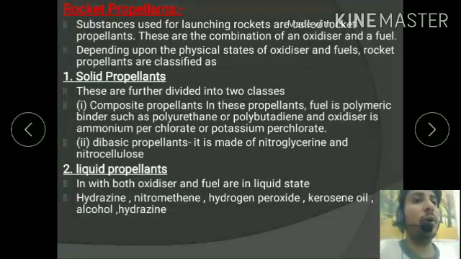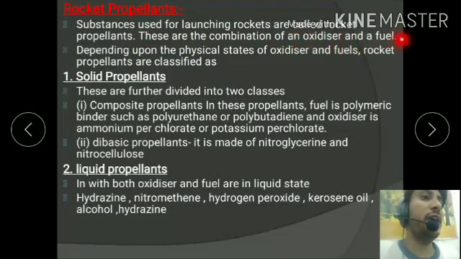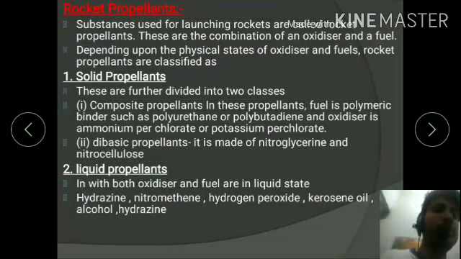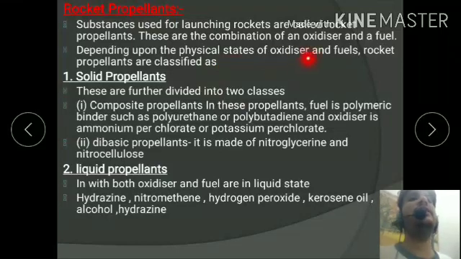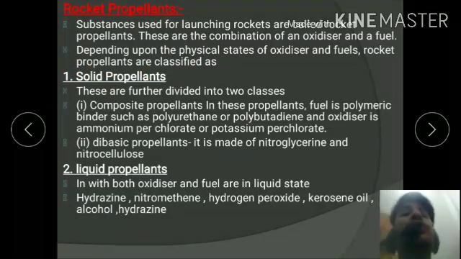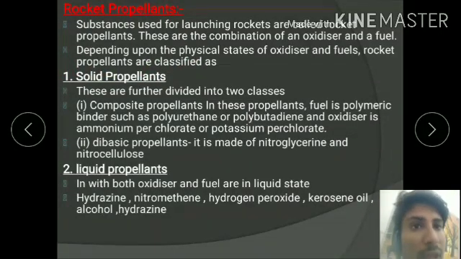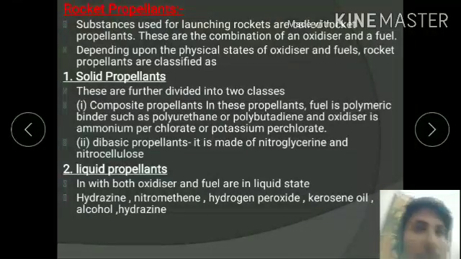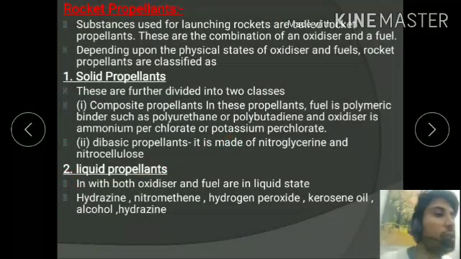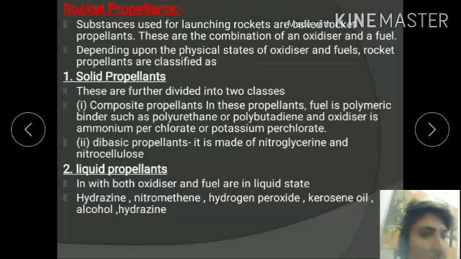Actually, rocket propellant is a combination of an oxidizer and a fuel. This is not a simple fuel, it is a mixture of oxidizer and fuel. Depending upon the physical state, it can be classified into two types: solid propellant and liquid propellant. In the solid propellant, both the oxidizer and fuel are in the solid form. In the liquid propellant, both the oxidizer and the fuel are in the liquid state.